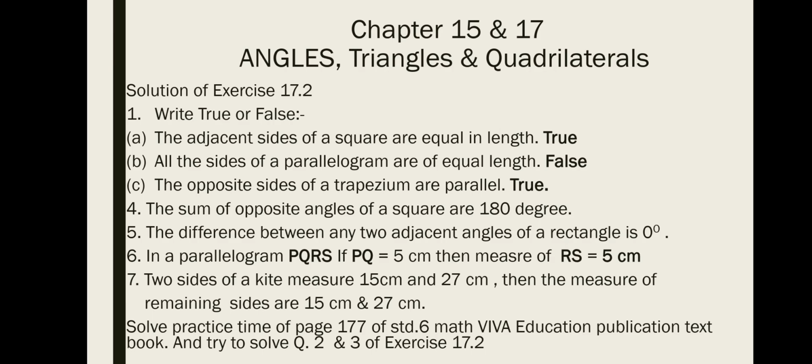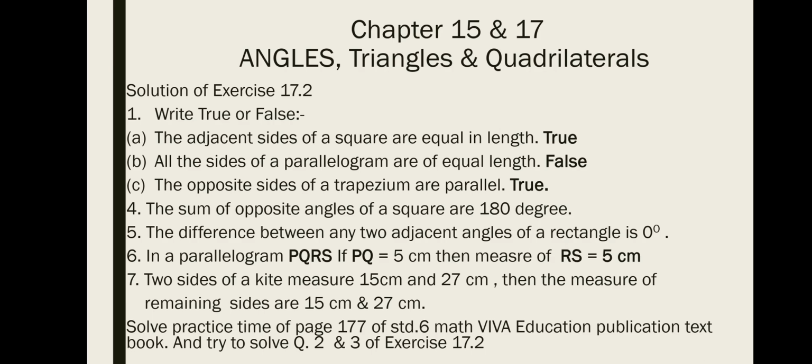The opposite sides of a trapezium are parallel. True. One of the opposite sides. Oh, it's wrong. Only one pair of opposite sides. So it's a false statement. So first one is true, second is false, and third is also false. Please correct it. The sum of opposite angles of a square are 180 degrees, 90 plus 90. The difference between any two adjacent angles of a rectangle is 0 degrees because 90 minus 90.